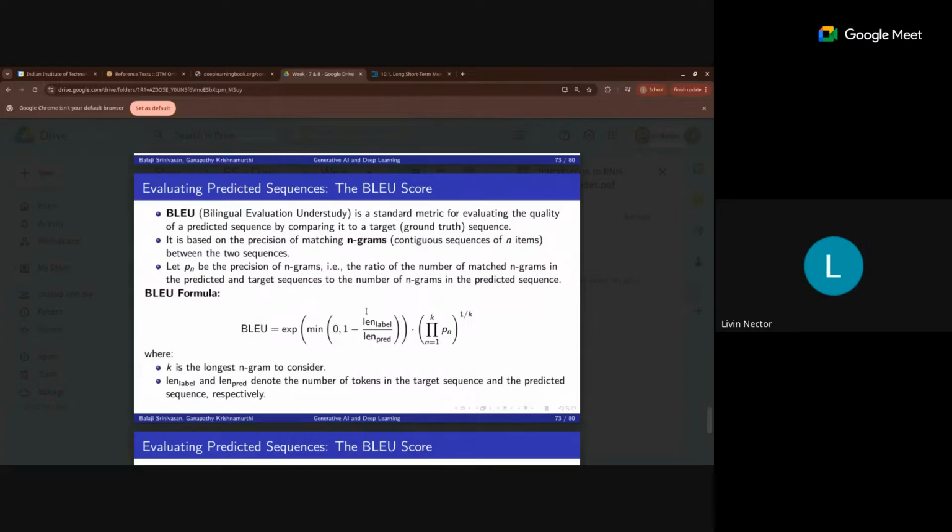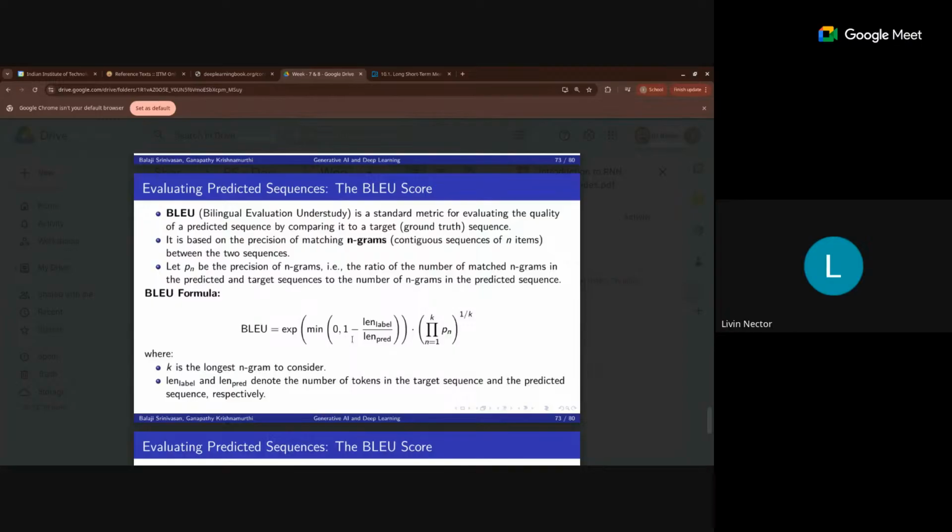Okay. So this part, let's see, this 1 minus len of pred minus len of label. So the actual length of the label and the predicted length. So if the actual length of the label is higher, then this value would be more than 1, which means this will go to 0. In the exponential function that will go to 0, the exponential of 0 will go to 1. So if the length of predicted value is less, this will be higher.